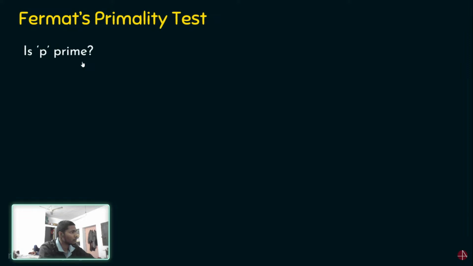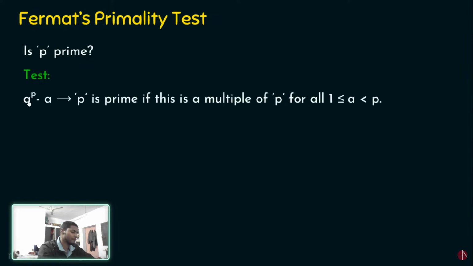So obviously there is an algorithm, right? How is that algorithm going to work? It's based on a test. What test is it going to do? It's going to test a power p minus a. So when you are given a number p to determine whether it is a prime number or not, the algorithm is going to compute a power p minus a. What is this a? Let's see that now.